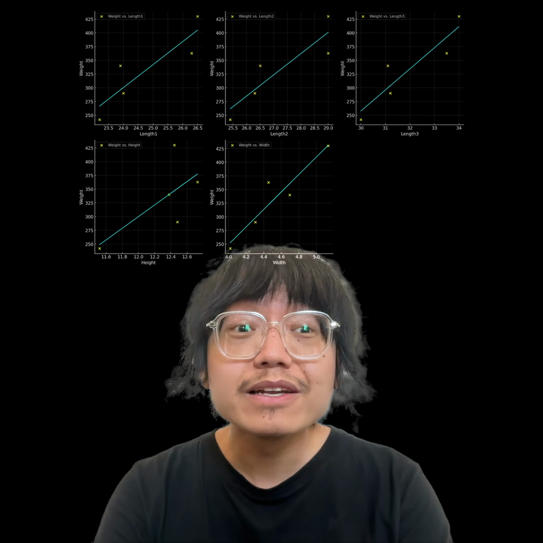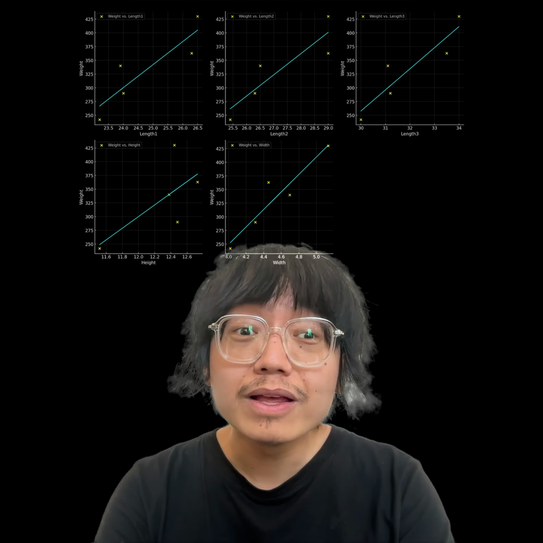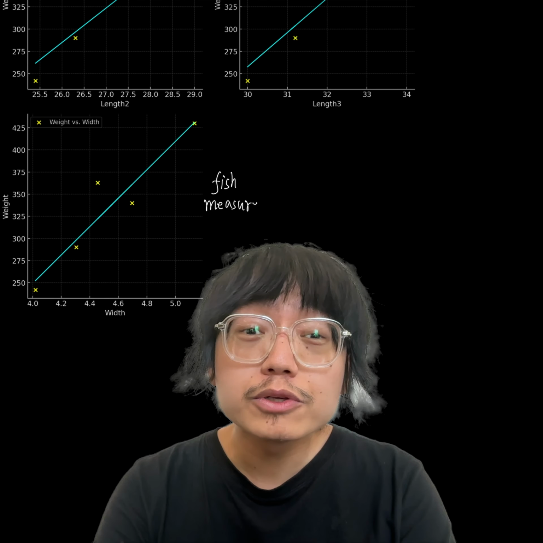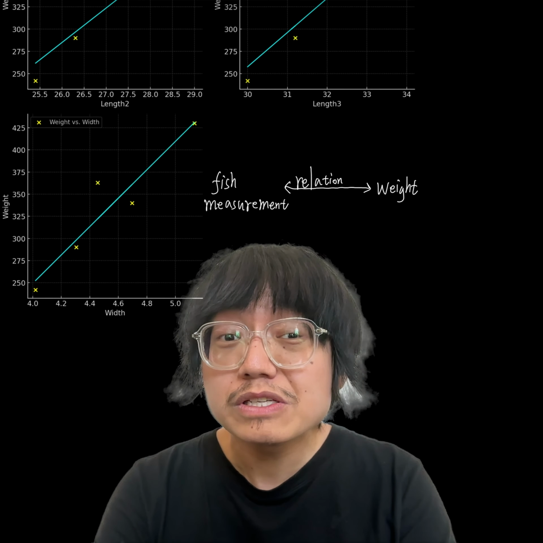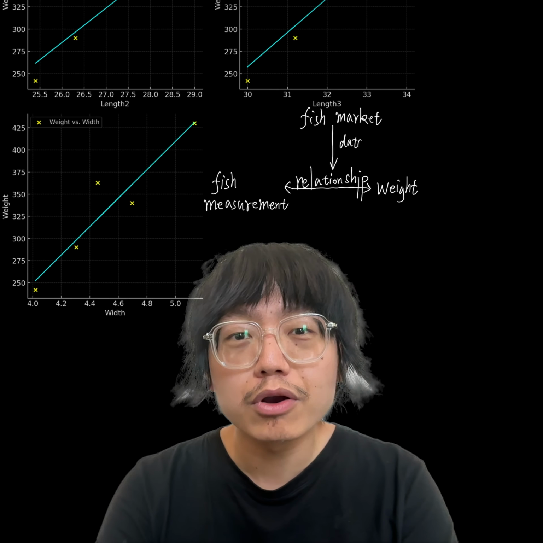Let's talk about the relationship between the fish measurements and their weights from the fish market dataset. So I created a series of scatter plots, and each scatter plot represents the relationship between the weight of the fish and one of its measurements: length 1, length 2, length 3, height, and width. To better visualize this relationship, I also added a trend line to each scatter plot.